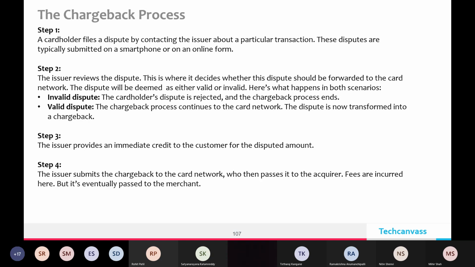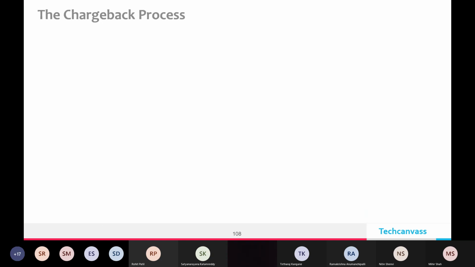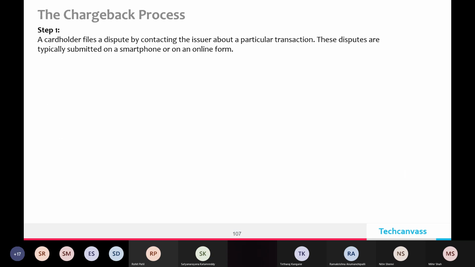So after that we have this chargeback process. We'll go through the chargeback process, and after that, we'll finish this topic.